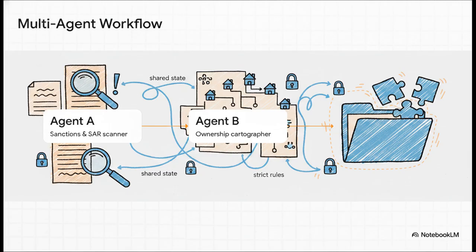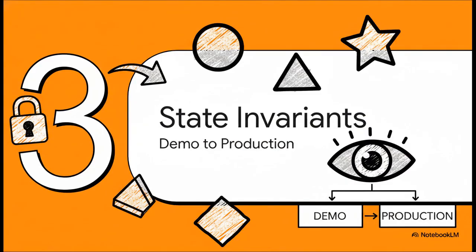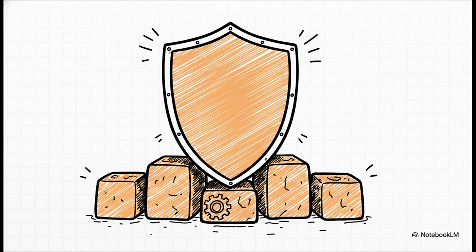It's a beautiful architecture, right? But it only survives the real world if the shared state flowing between these agents obeys some very strict rules. That brings us perfectly to Section 3, the 5-state invariants. This is how we go from a fragile demo to a bulletproof production system. Okay, here are the big 5.